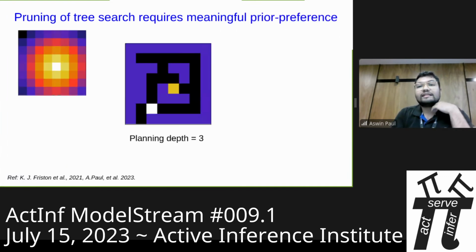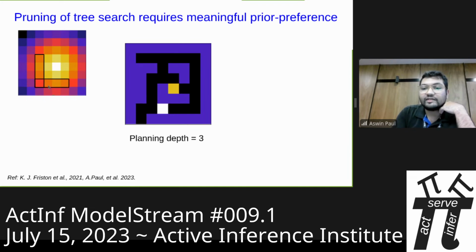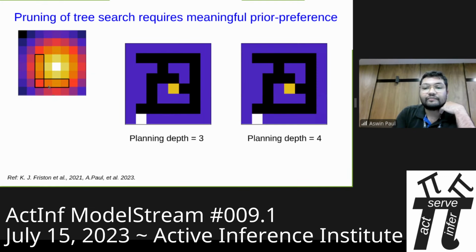But the key point is that the pruning of the tree search requires a well-informed prior preference like this, in the sense that here the agent is aware of how desirable the neighboring states are. It not only knows about the final goal state, it also knows about its neighboring states. And given such a prior preference, we can see that for a planning depth of 3, the agent is getting stuck in this local maxima of prior preference. But with sufficient planning depth, it is able to overcome this barrier and reach the goal state in this grid problem.